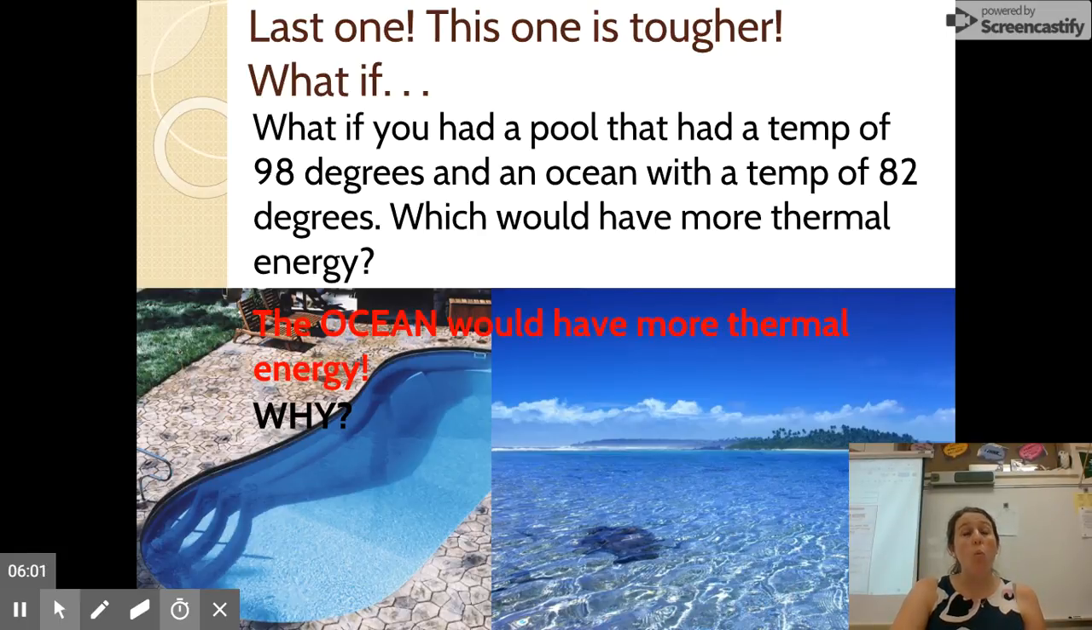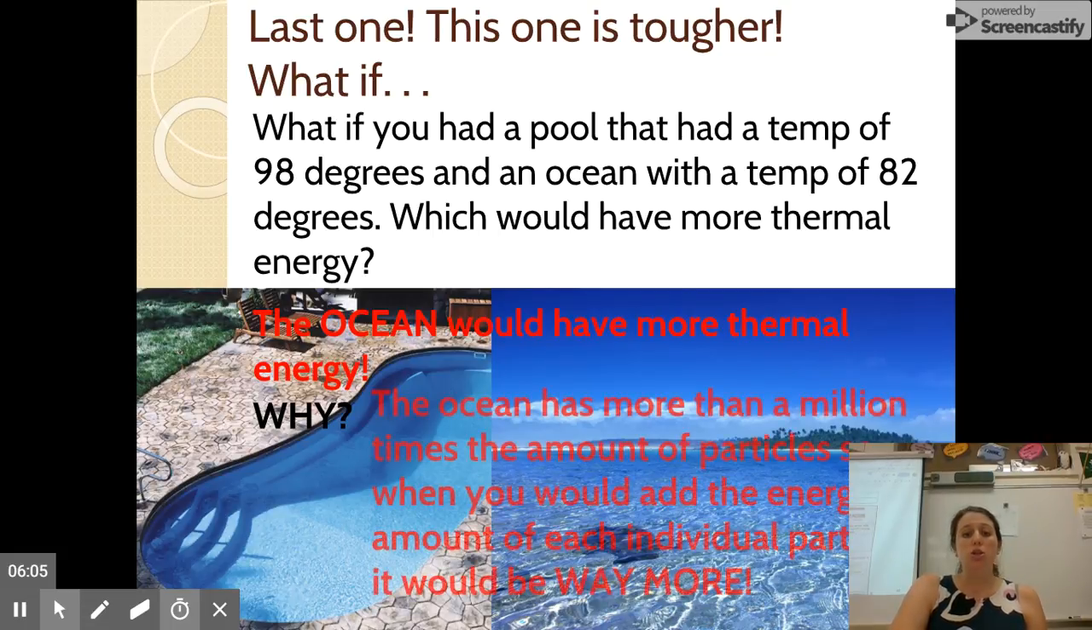Your ocean would have way more thermal energy because your thermal energy is the total of all of those. The ocean has a million times more particles than that swimming pool. You could fit a billion swimming pools into the oceans. So if you added together the speed of every single atom in the ocean, you would come up with a way bigger number, which means it has more thermal energy.